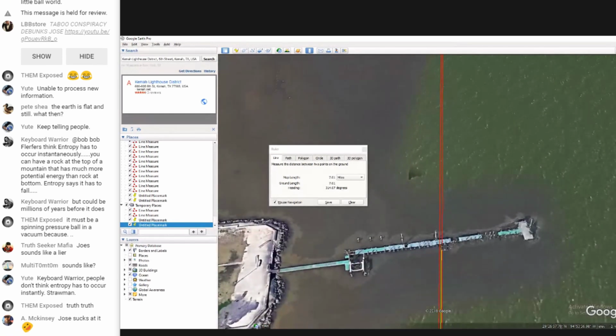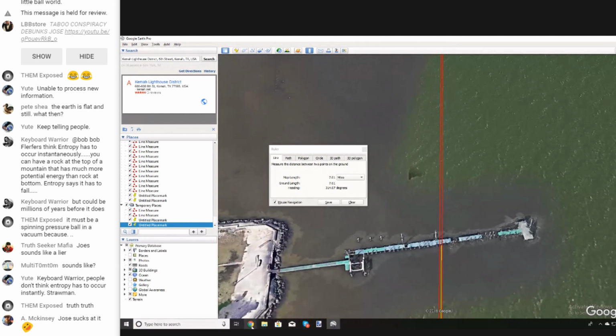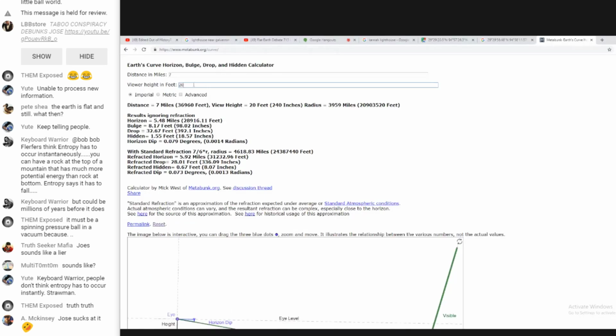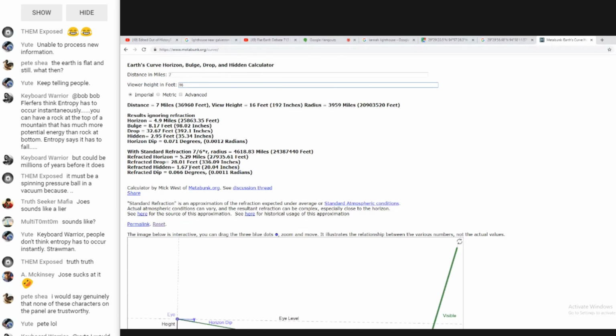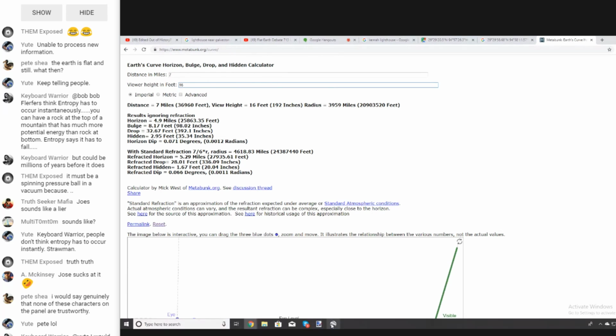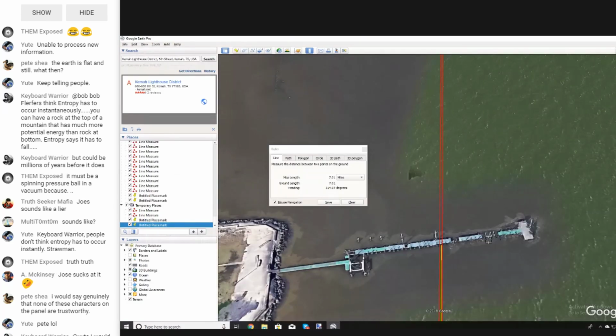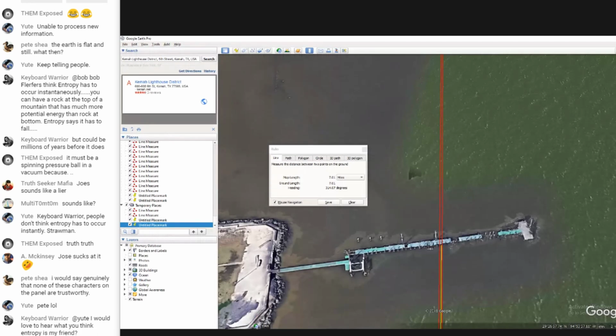If I put your elevation that you told me is 16 feet, and let's just move that back down to 16 feet, hidden is just 3 feet, right? Refracted hidden 1.5 feet. So essentially, we should be able to see this, should we not? At 7 miles away. But yet we don't. Using the calculator, I guess, yeah.